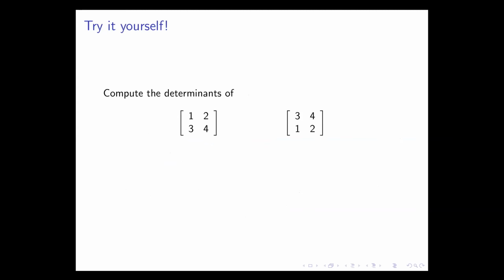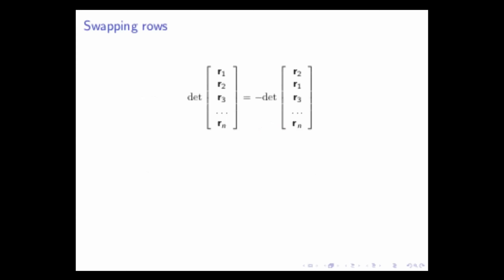Right, so let's do it: 1 2 3 4, and 3 4 1 2. One determinant is -2, the other is 2, and you can see that the difference between those matrices is that you swapped the first row and the second row. Let's see what happens when we swap rows. If you swap the first and second rows, then the determinant changes sign.